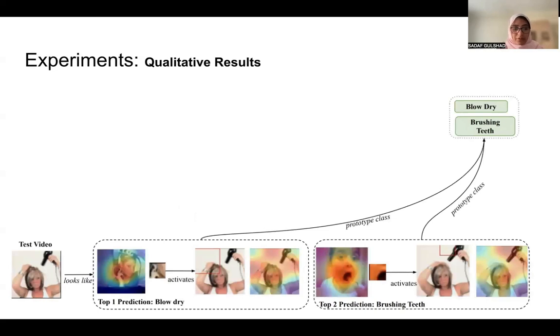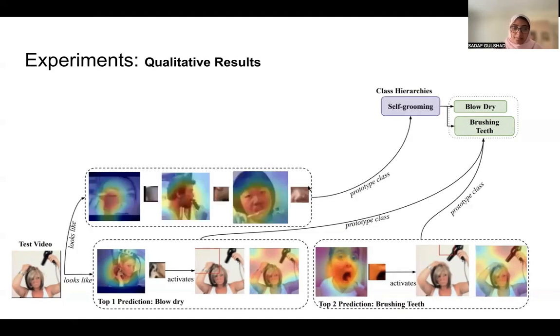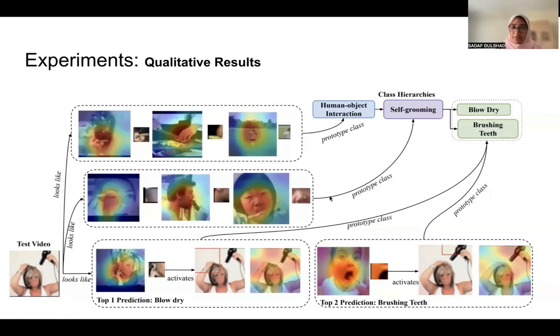Now, some qualitative results. For this test video, the top 1 prediction is blow dry, and this is one of the learned prototypes for this class. We learned 10 prototypes per class in our experiments. For the top 2 prediction, we observe that usually in Euclidean space it's possible that the second prediction will be random, while here this top 2 prediction is the sibling class. These are the prototypes learned at the parent level, and this is the parent level class, which is self-grooming. And these are the prototypes learned at the grandparent class.